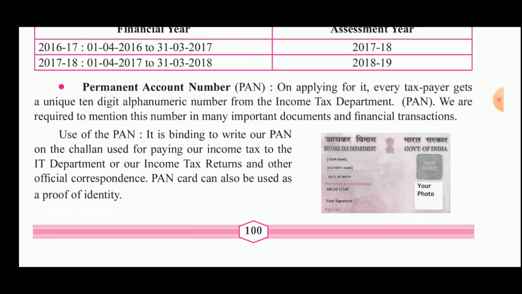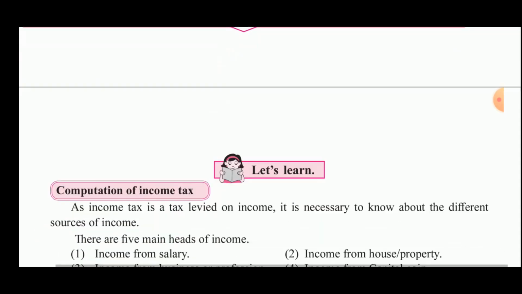Now, permanent account number. On applying for it, every taxpayer gets a unique 10-digit alphanumeric number from the income tax department. So that is called the PAN number or permanent account number. You all must have heard about the PAN card. Now, we are required to mention this number in many important documents and financial transactions. Now, use of PAN: it is binding to write our PAN on the challan used for paying our income tax to the IT department, or our income tax returns and other official correspondence. PAN card can also be used as a proof of identity.